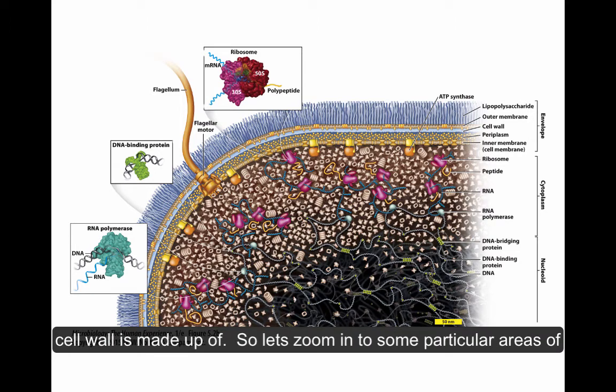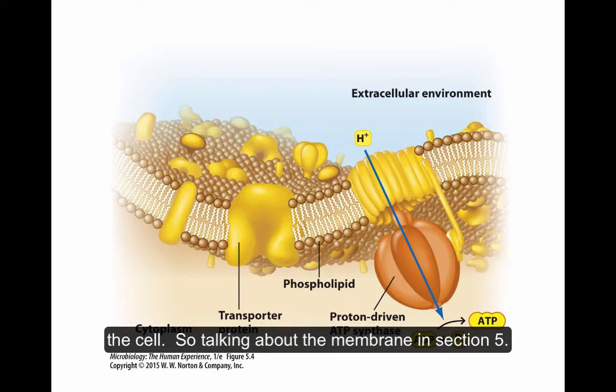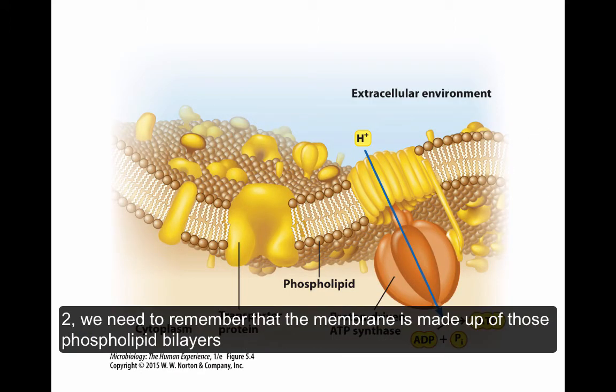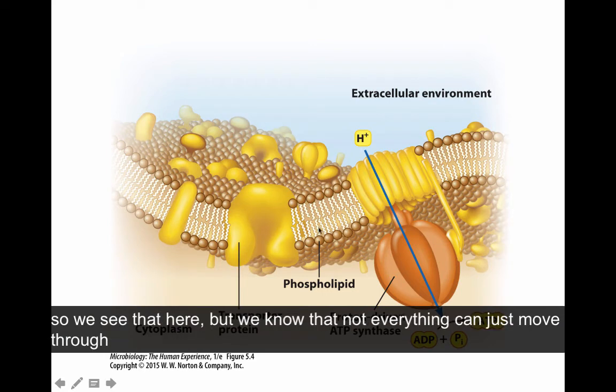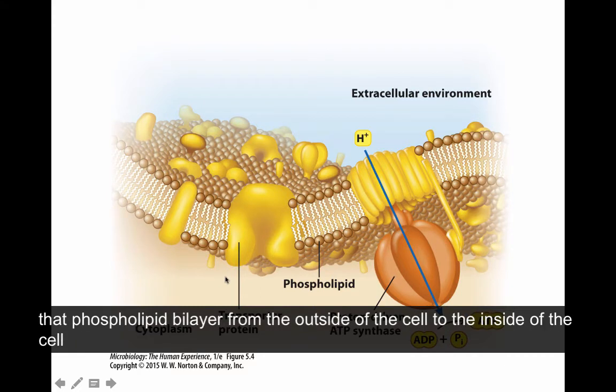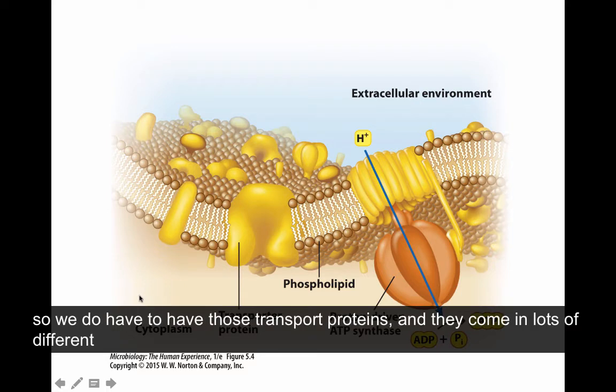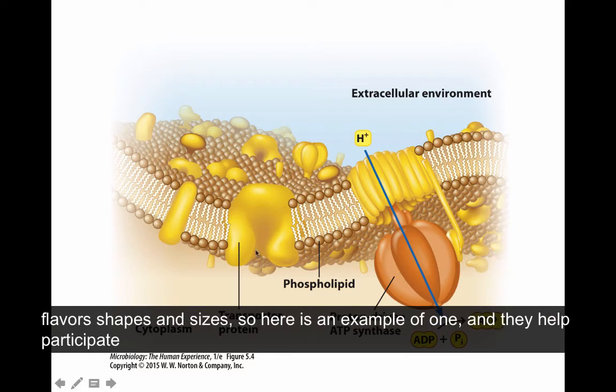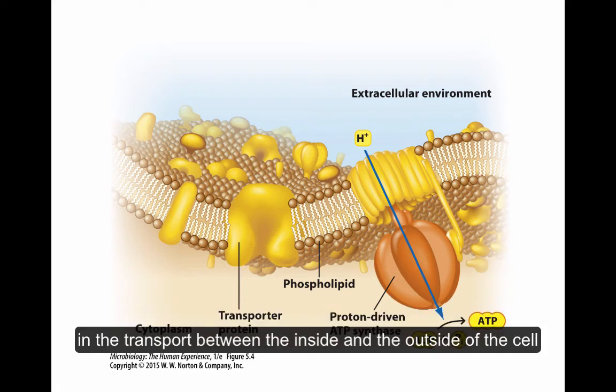Let's zoom into some particular areas of the cell. So talking about the membrane in section 5.2, we need to remember that the membrane is made up of those phospholipid bilayers, so we see that here. But we know that not everything can just move through that phospholipid bilayer from the outside of the cell to the inside of the cell. So we do have to have those transport proteins, and they come in lots of different flavors, shapes, and sizes. Here's an example of one. And they help participate in the transport between the inside and the outside of the cell.